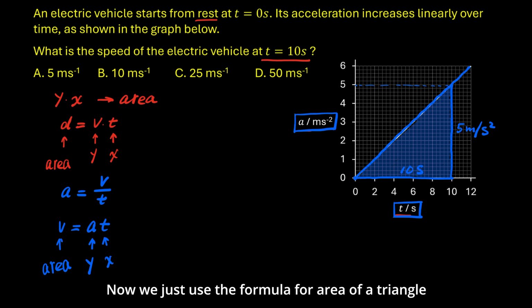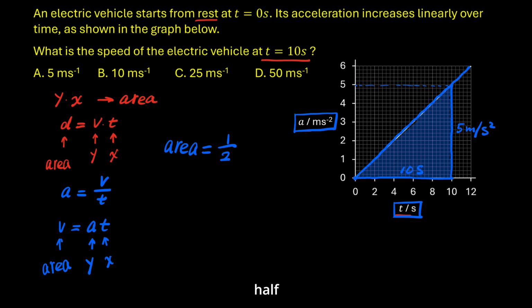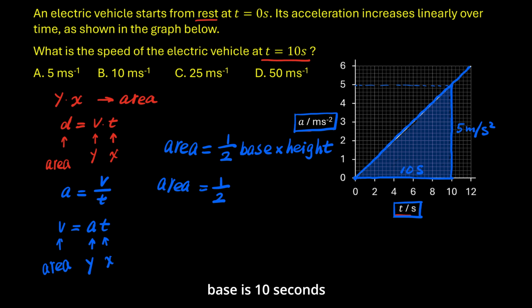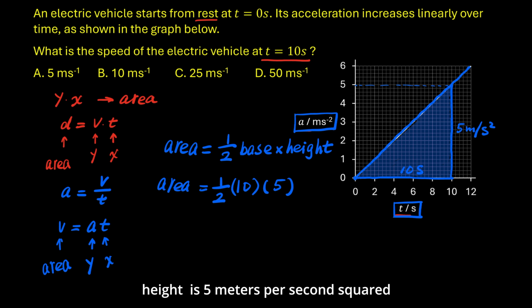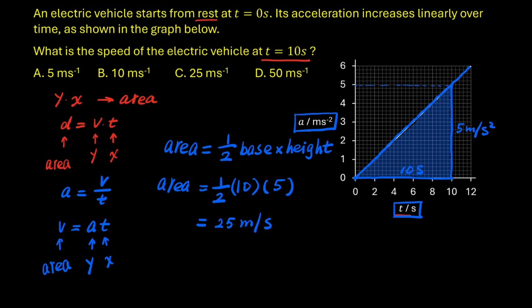Now we just use the formula for the area of a triangle. Half base times height. Let's plug in our numbers. Area equals half. Base is 10 seconds. Height is 5 meters per second squared. So our final speed is 25 meters per second. So option C is our answer.